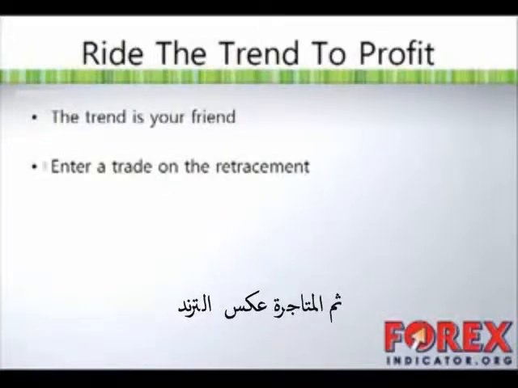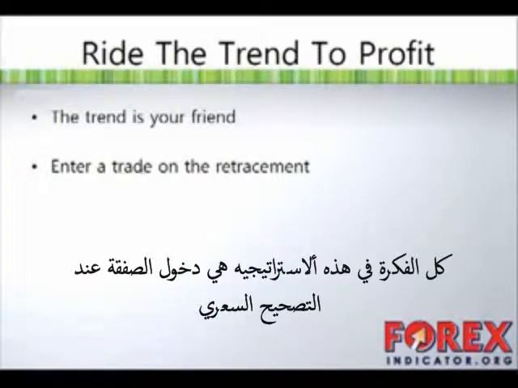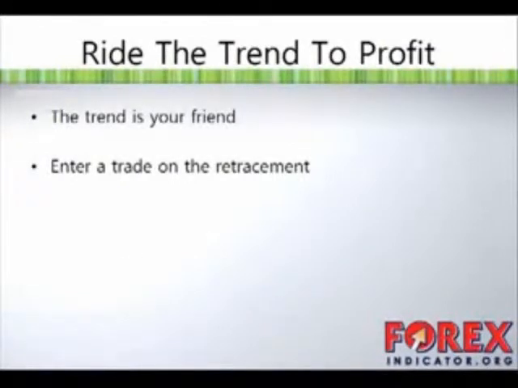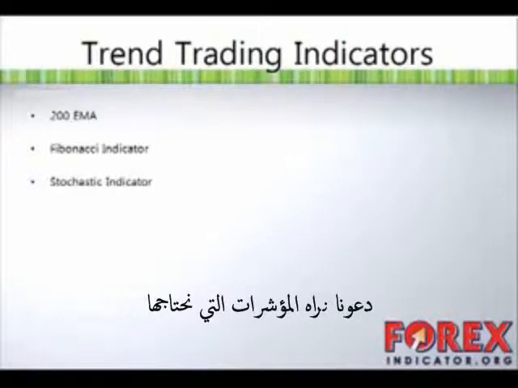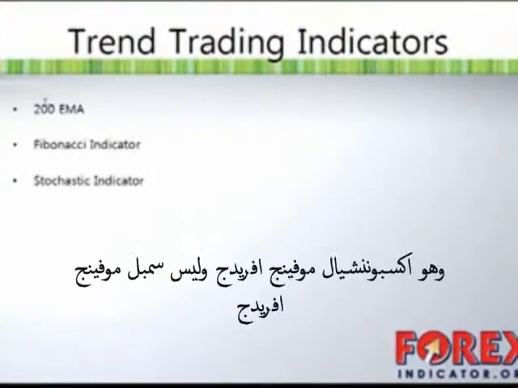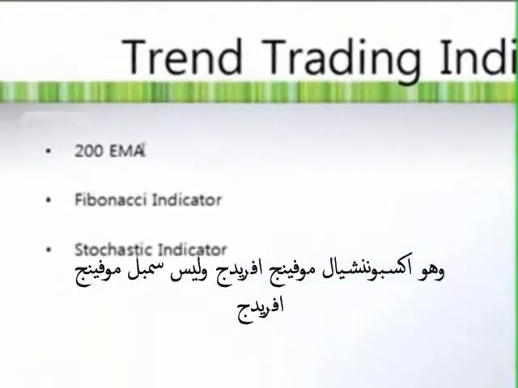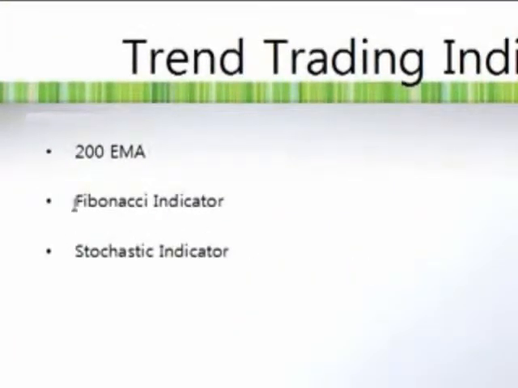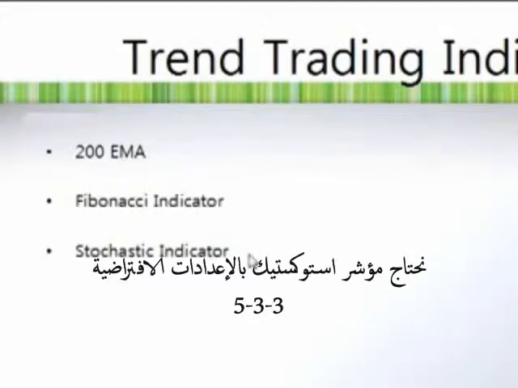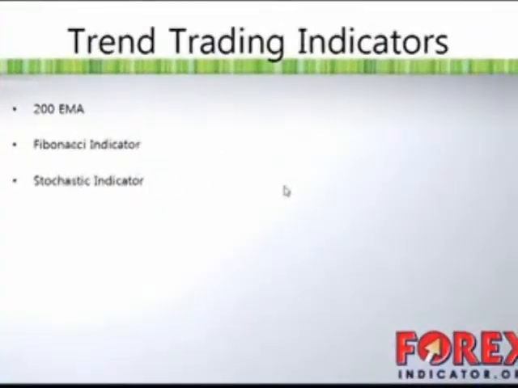Therefore, the whole idea of this strategy is to enter a trade on the retracement of the price. Let's go through the indicators that we need. First, you need the 200 EMA, which is the 200 exponential moving average, not the simple moving average. You need the Fibonacci indicators, and you need the stochastic indicators. For the stochastic indicator, just set the default setting of 5, 3, 3, and that will do.